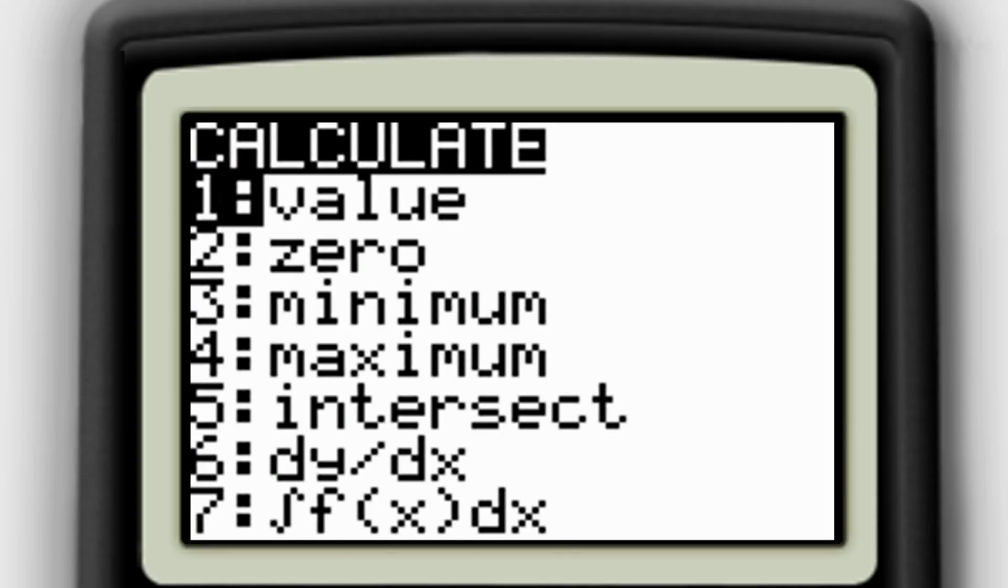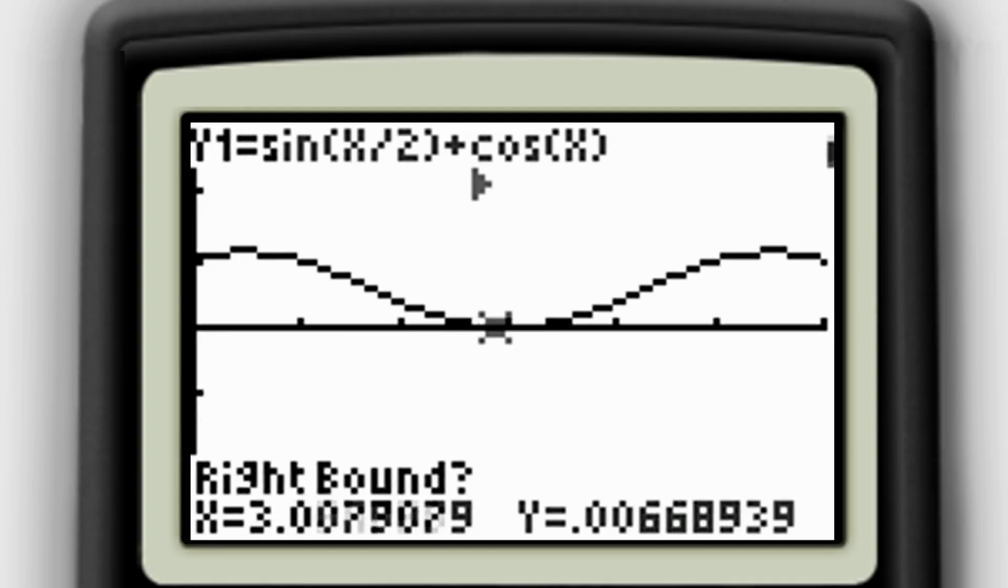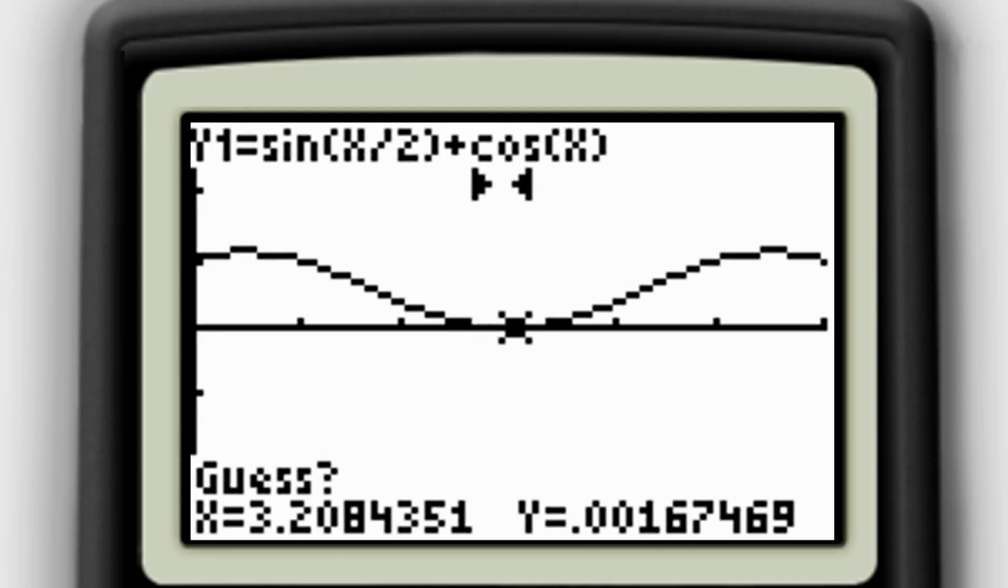So let's go into our calc menu, second trace, and we'll select 0. It's trying to find the 0 of the function. For our left bound, just arrow somewhere close to what looks like where the graph is touching the x-axis. And right bound, move it over to the right-hand side of where it looks like it's touching. And for our guess point, just move somewhere in between, or as close as we can to where it looks like it's touching, and press enter.